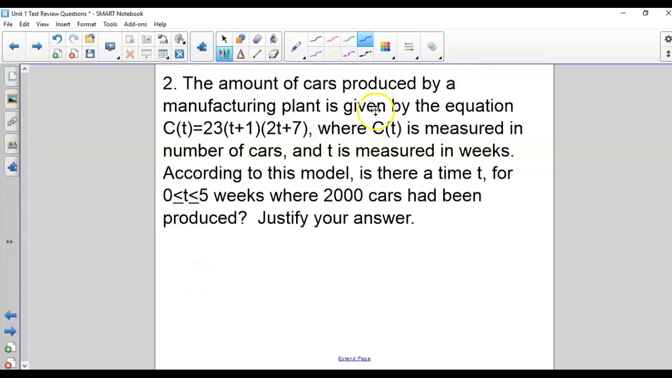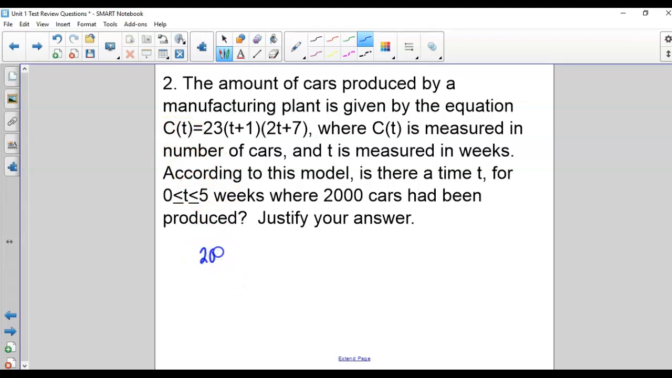Okay, this next example I want us to look at, it says the amount of cars produced by a manufacturing plant is given by the equation C of t equals 23 times t plus 1 times 2t plus 7, where C of t is measured in numbers of cars and t is measured in weeks. According to this model, is there a time t for 0 to 5 weeks where 2,000 cars had been produced? Justify your answer. So here we could try to figure out when C of t is 2,000.